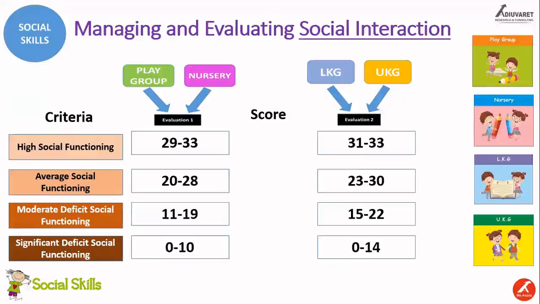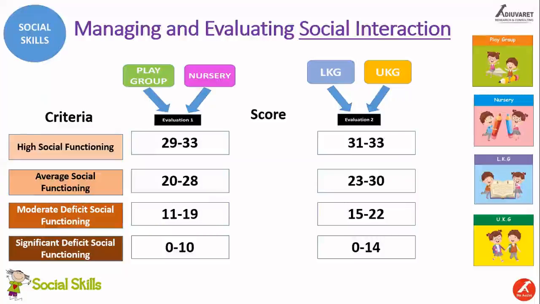If the score is between 29 and 33 for the pre-KG children and between 31 and 33 for the KG children, that indicates your child is fantastic and socially very effective. The child will be highly sought after, everybody will love your child, and the child's problem-solving skill will be very high. Performance in curricular activities going further would be 110% better than those who have lesser scores. So we should be happy if our child falls into this category of high social functioning.